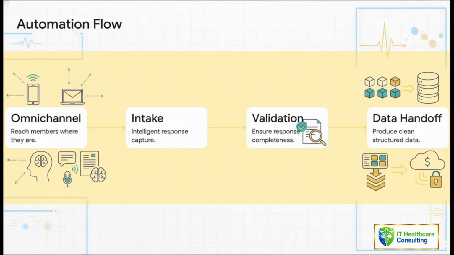So here's how this whole workflow operates in reality. Step 1 is omnichannel outreach, which meets members exactly where they are. Step 2, intelligent intake, captures their responses dynamically. Step 3 is completeness validation, which is huge because it ensures no incomplete records clutter up your system. And step 4, structured data handoff. The intake data is instantly converted into clean, validated records. There is literally zero manual reentry. It's just actionable data flowing straight into your systems.